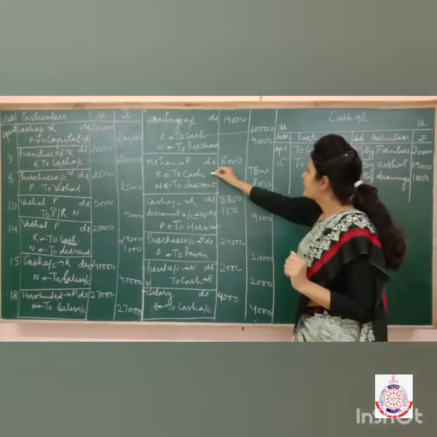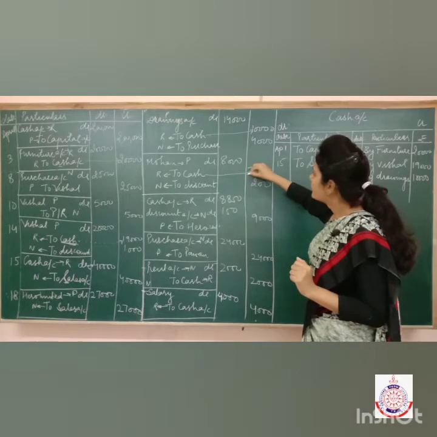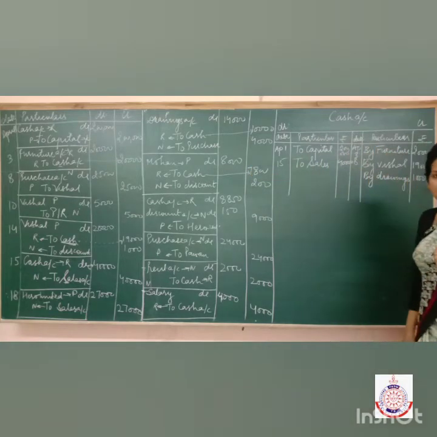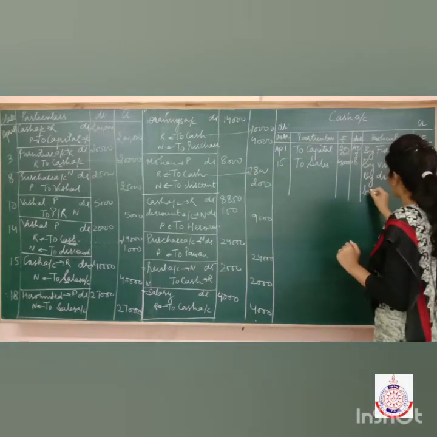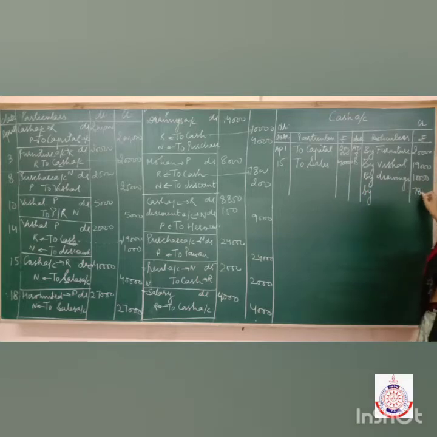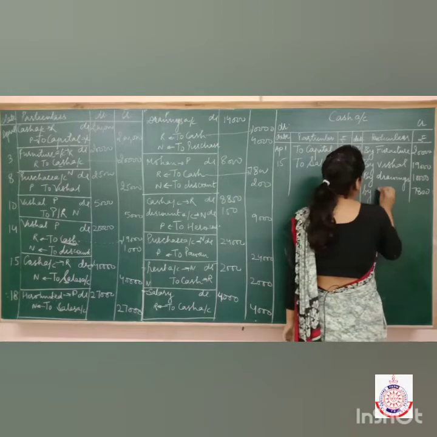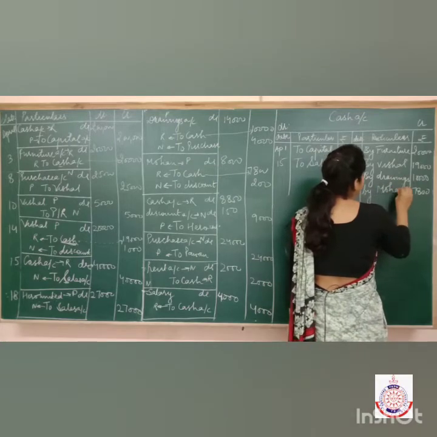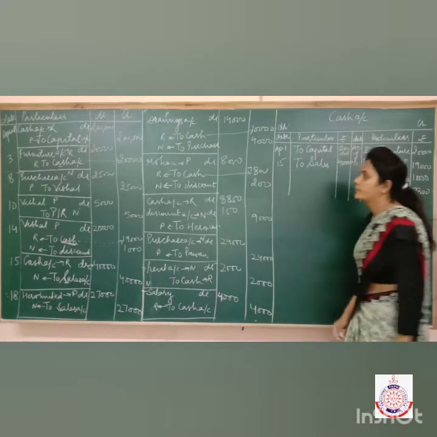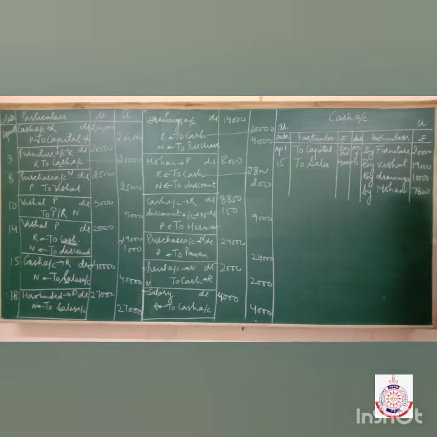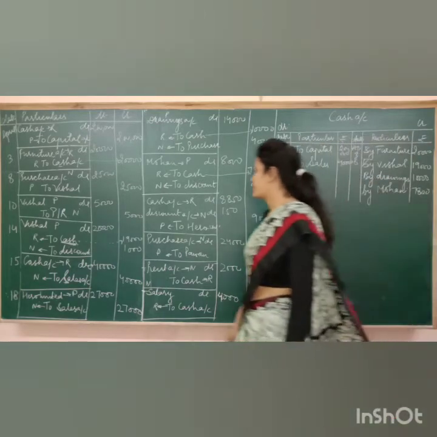So cash account is credited with rupees 70,800. So right here by 70,800, and cash account is credited by Mohan. So right here by Mohan. I hope this point is clear. Now come to the next entry.